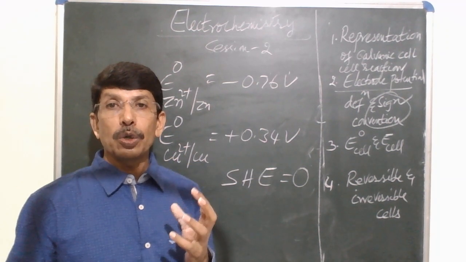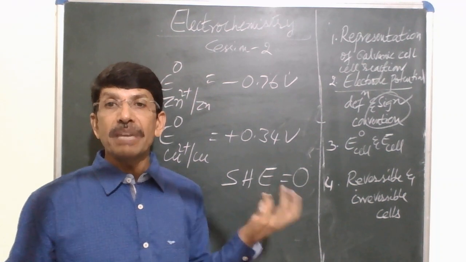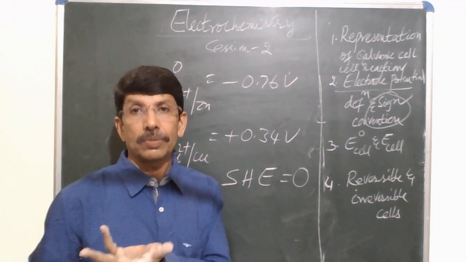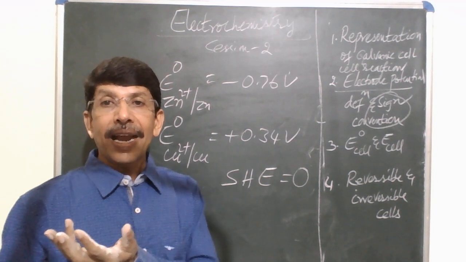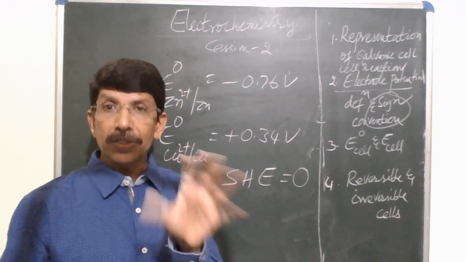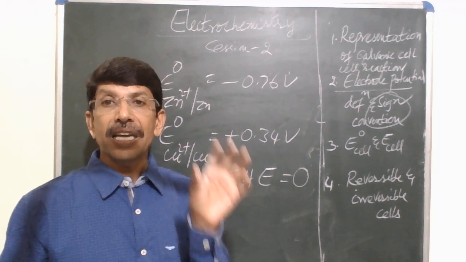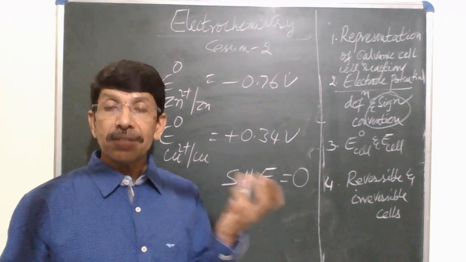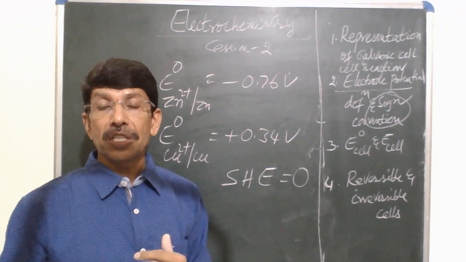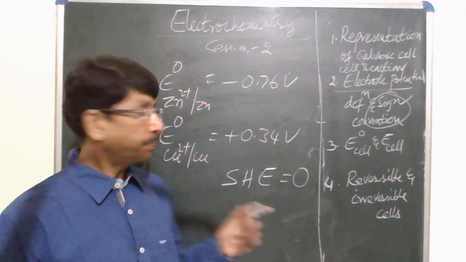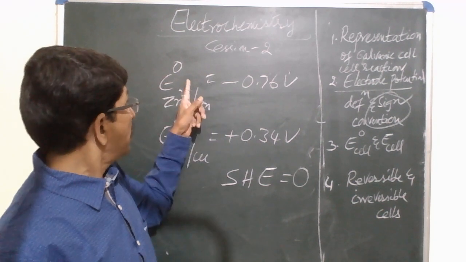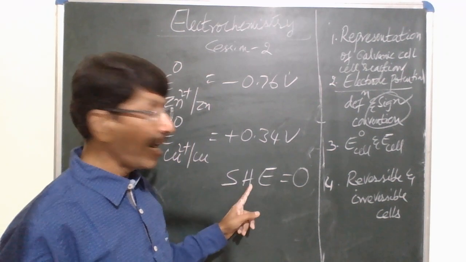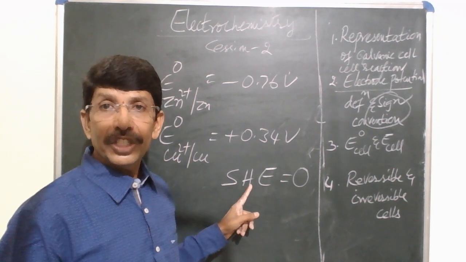So if one of the electrode potentials is 0, the EMF of the cell would be equal to the electrode potential of the other electrode. Okay. Since the standard hydrogen electrode potential is taken as 0, whenever SHE is connected to any other electrode under standard conditions, the EMF of that cell would be equal to the standard potential of that electrode. Now, so the standard potentials of zinc and copper electrodes are determined with SHE.